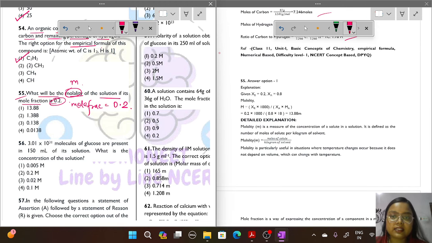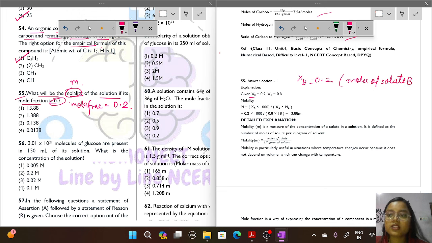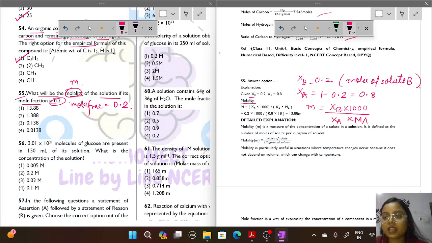So we know that xb is 0.2. What is xb? It is the mole fraction of solute B. If xb is 0.2, then xa will be 1 minus 0.2, which is 0.8. The formula for molality is number of moles of B into 1000 divided by number of moles of A into Ma, where Ma is the molecular mass. So by this we can put the values: xb is 0.2 into 1000, divided by xa, which we found as 0.8, and 18.